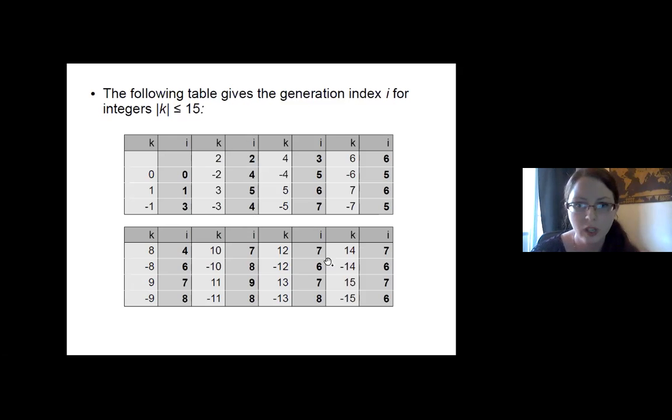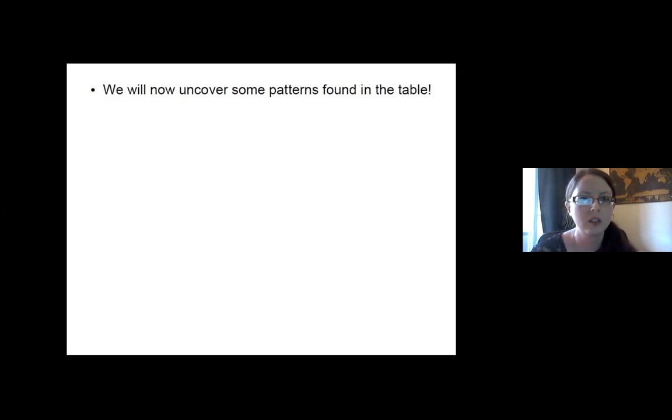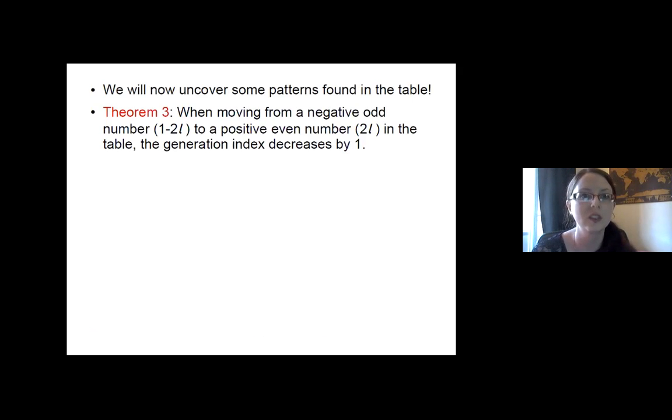So of course, when we got this bolded sequence, the first thing we did was stick it in OEIS, and it wasn't there. It is now, but it wasn't there then. So what can we say about this sequence? We're going to uncover some patterns that are found in the sequence in this table. We're going to break it down looking at odd and even patterns therein.